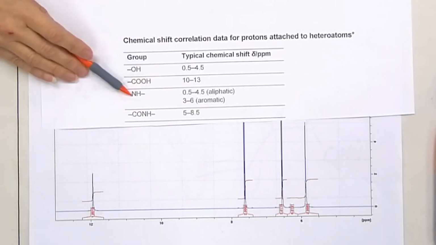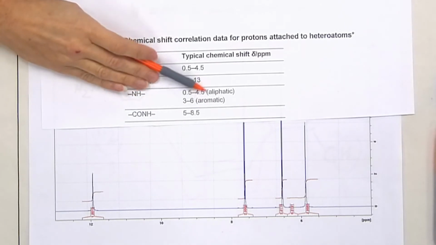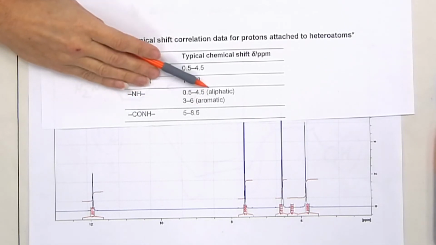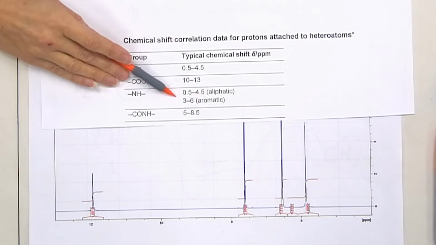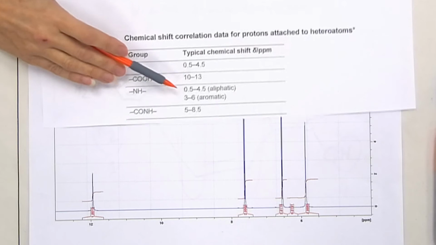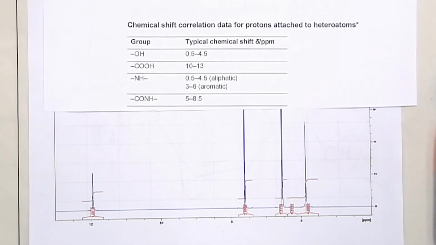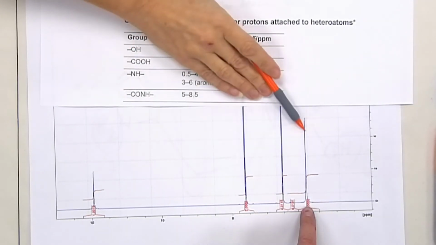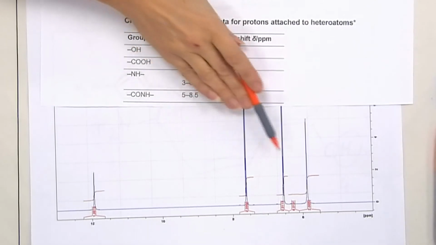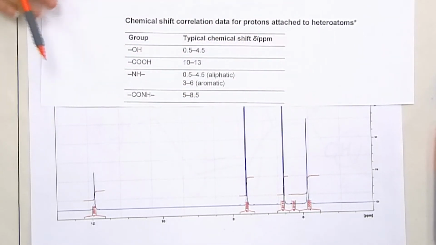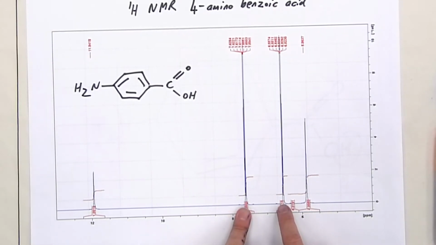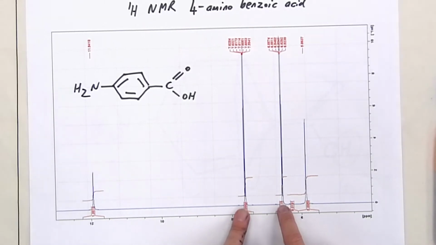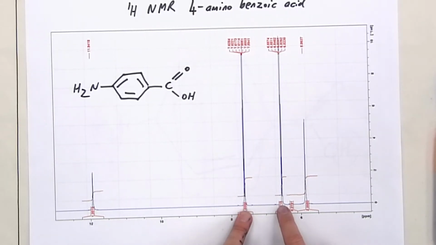And for an amine, and you can see it's split, hopefully you can see this on your own correlation chart, for aromatic it would be between 3 to 6 parts per million. So it is likely to be this peak here. And these two are the aromatic peaks. You can see there's quite a wide separation in this case, because they're quite different types of aromatic peaks, so we don't see that overlapping feature that we saw in the ethyl benzene example.